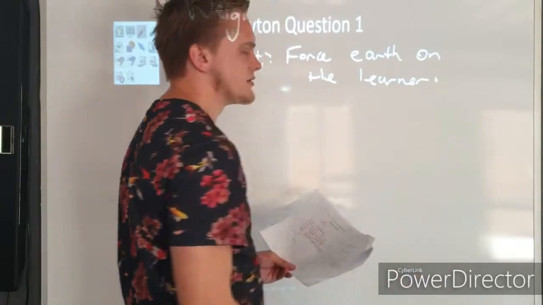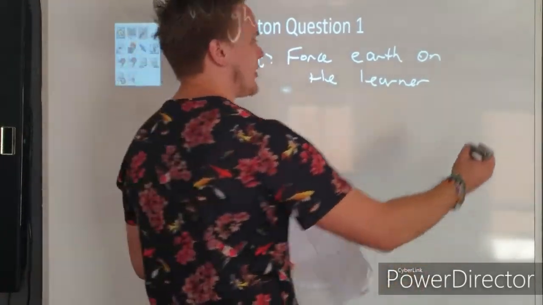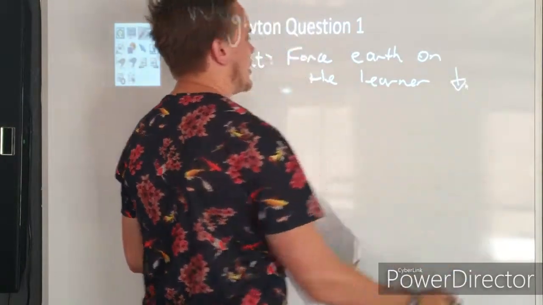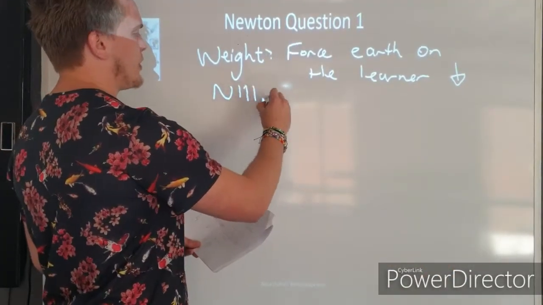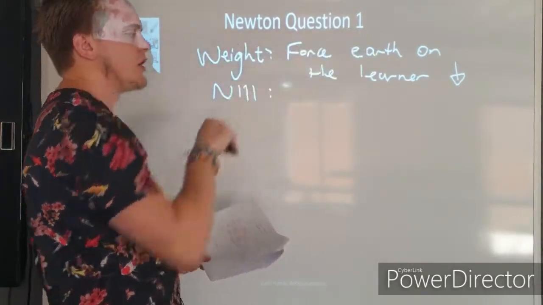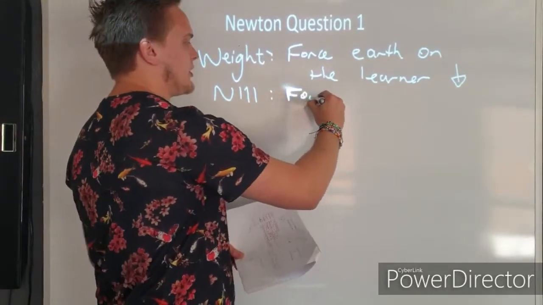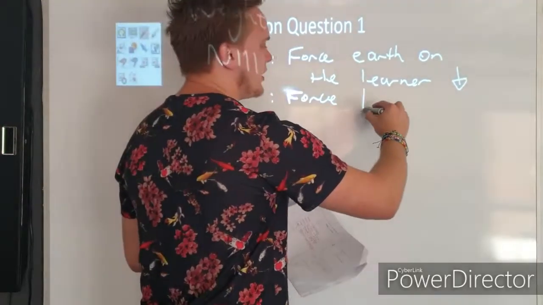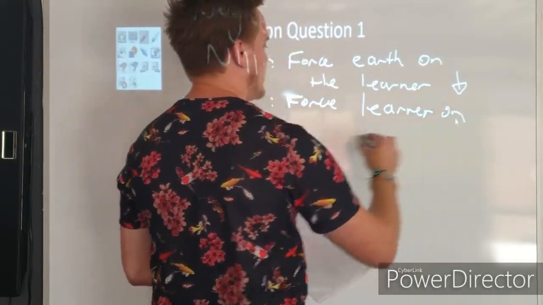Okay, and remember, it's a force, it is a vector, so it needs direction and it's downwards. So if you want to have the Newton 3 reaction pair, it will just have those two words, the earth and the learner, switched around. So it will be exactly the same. It will be the force of the learner on the earth.